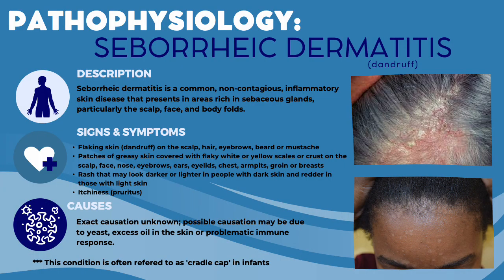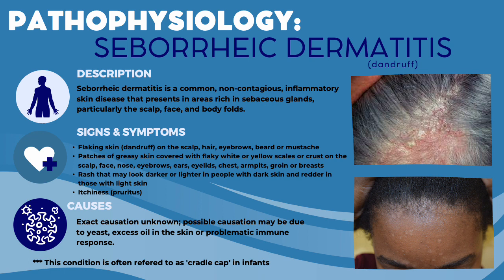Up next, we're going to go over the pathophysiology of seborrheic dermatitis, and this is also called dandruff. There's a couple different pictures on the right-hand side showing what seborrheic dermatitis can look like, and these just happen to be on the head, but they can occur on other areas of the body as well. So the description of this, seborrheic dermatitis is a common non-contagious inflammatory skin disease that presents in areas rich in sebaceous glands, particularly in the scalp, face, and body folds.